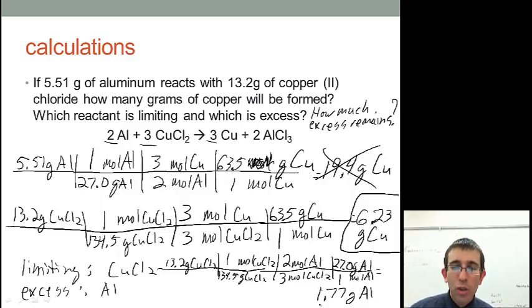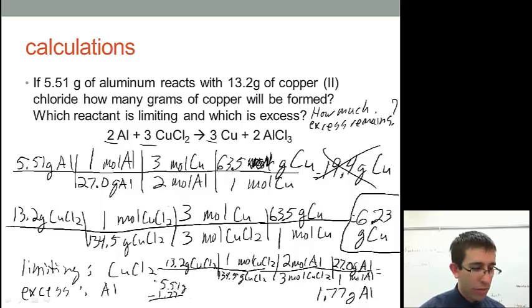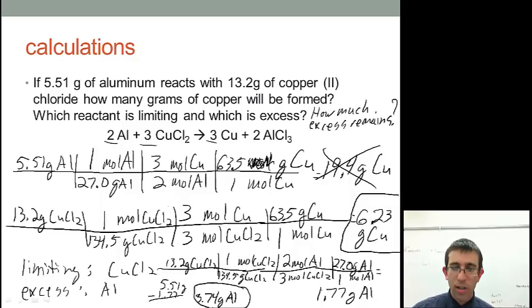Now listen carefully to what this number is. This number is how much aluminum I used up, meaning 13.2 grams of copper chloride reacted with 1.77 grams of aluminum. My question here asks how much excess remains. To figure out how much remains, you take your original amount of aluminum and you subtract how much is used up, this answer that we just got here. So 5.51 minus 1.77, and you get 3.74 grams of aluminum. And that answers this question here, how much excess remains.